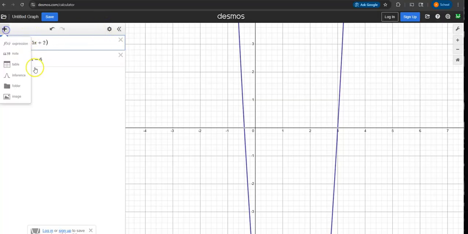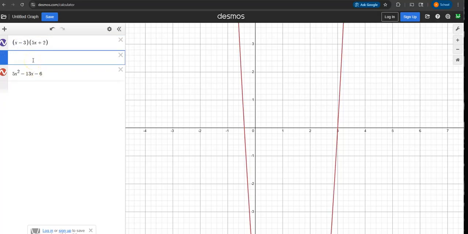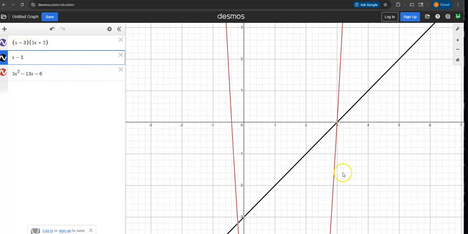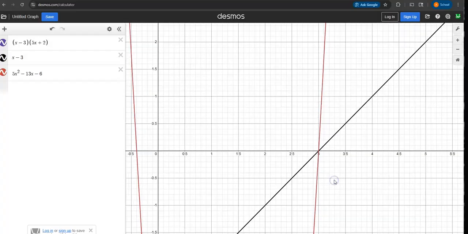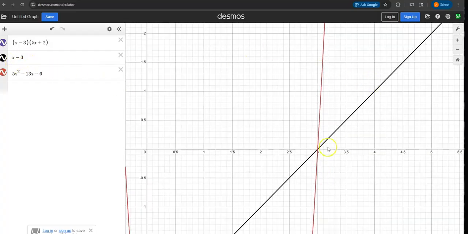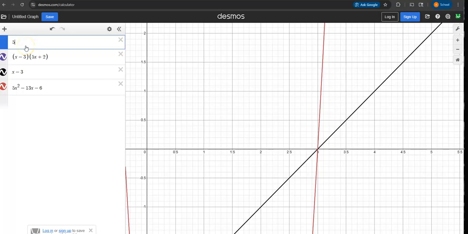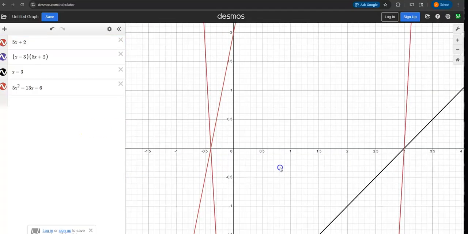So if I add a little plus sign right here, add another expression, and type in just one of these, x minus 3, I want you to zoom in and notice that x minus 3 is the black line, and it touches right there on the x-axis at positive 3. So if it intersects the x-axis in the same place, then it obviously is one of the factors. And then if I do the same thing with 5x plus 2, remember, we just finished doing this on the calculator. And here you go. I'm going to turn this one off.